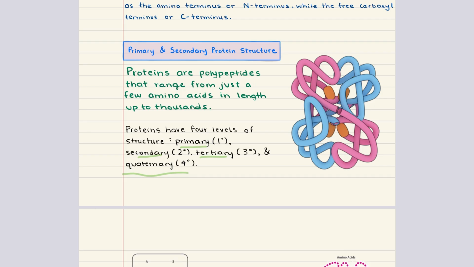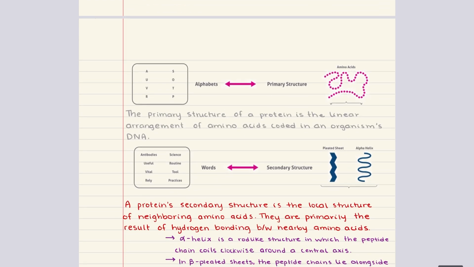You can think of this progression the same way we build meaning in language. The primary structure is like letters of the alphabet. The secondary structure is like words. The tertiary structure is like full sentences. And the quaternary structure, which only applies to some proteins, is like paragraphs, multiple units coming together to express something more complex. Let's start with the first level, primary structure.